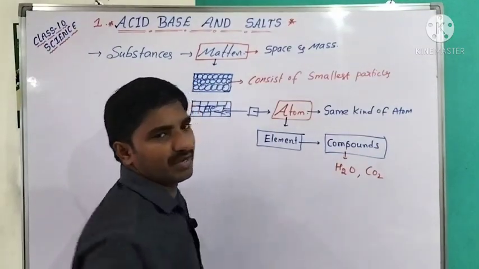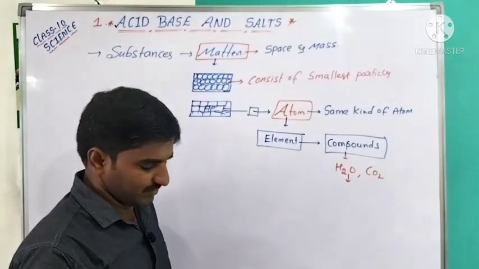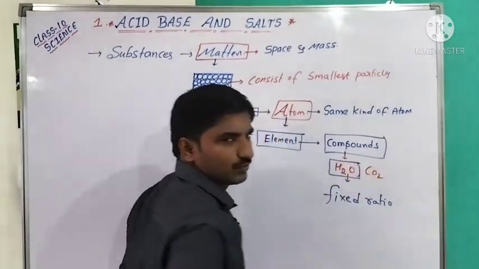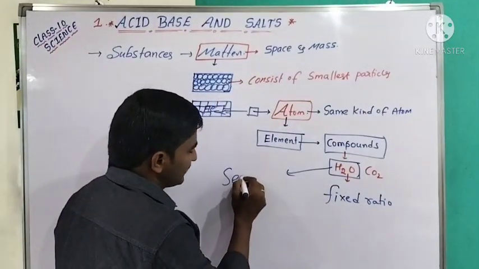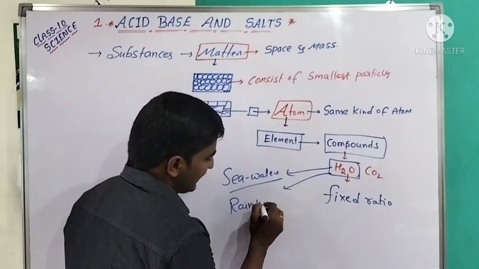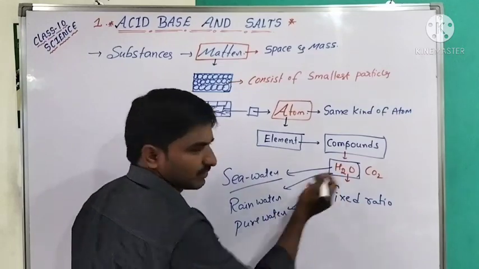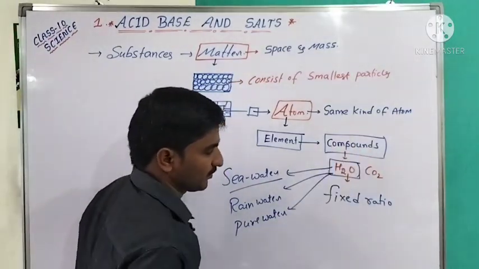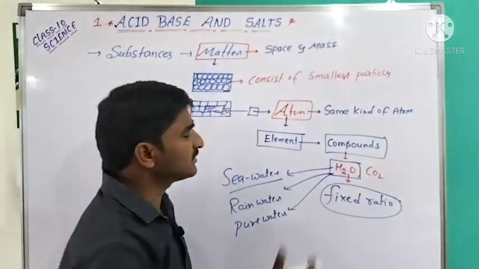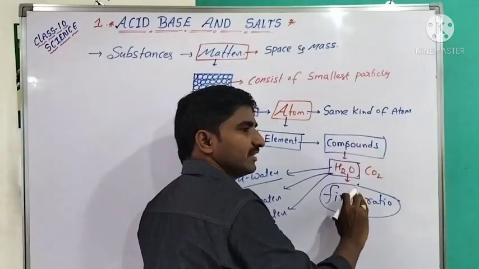How do elements combine to form compounds? A compound consists of a fixed ratio of atoms. For example, the water formula is H2O. Whether it is seawater, rainwater or pure water, the formula is H2O only. The ratio of elements does not change; that is called a compound with a fixed ratio. Similarly, carbon dioxide released by human beings or vehicles has the formula CO2 only.